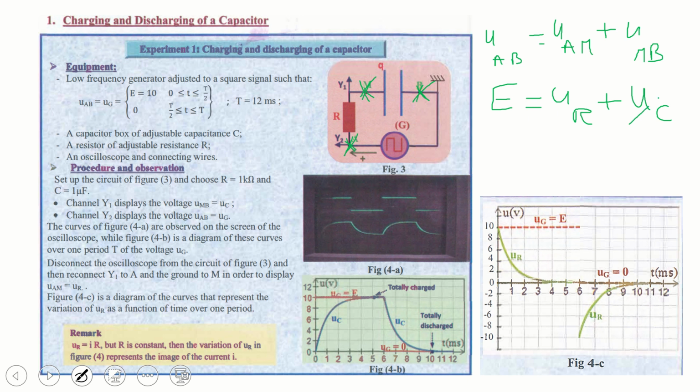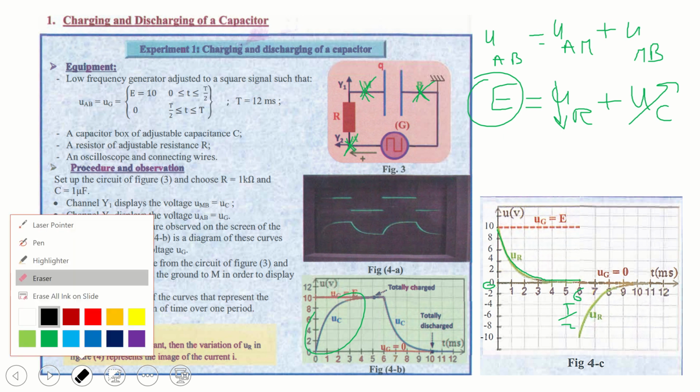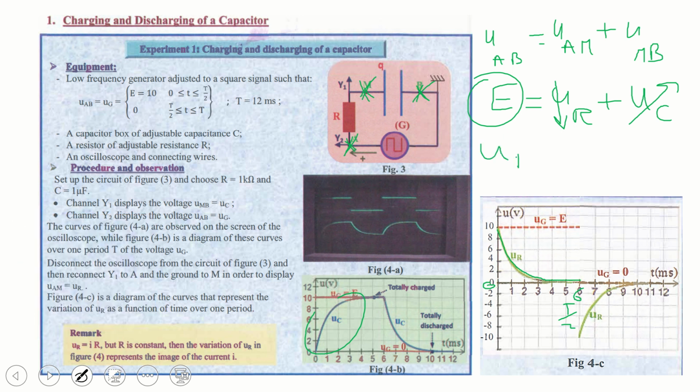During this time, UC is increasing as shown on the graph. So UR will be decreasing since UR plus UC equals a constant value E. So in figure 4c, between 0 and 6 milliseconds, so between 0 and half period, UR is decreasing. Now, applying Ohm's law, UR equals RI. So during the first half period, as UR decreases, I will be decreasing since UR is the image of I.